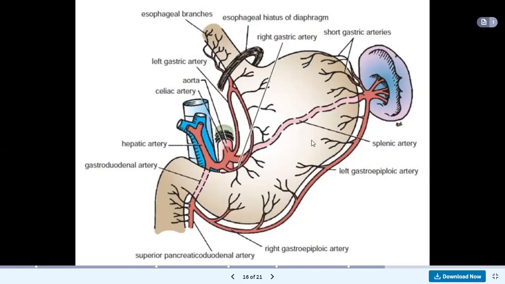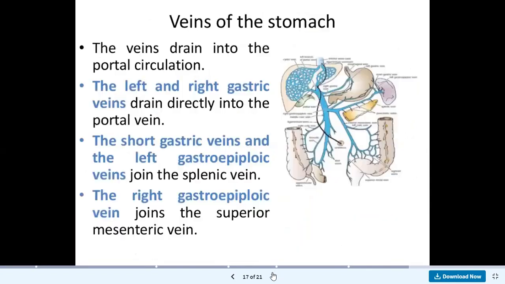Very, very important. Here you can see some branches going to supply the esophagus. Later we'll pick up the esophagus and look at its blood supply. Some short branches from the left gastric artery go to supply the esophagus. So these are the esophageal branches of the left gastric artery. That is the arterial supply to the stomach.